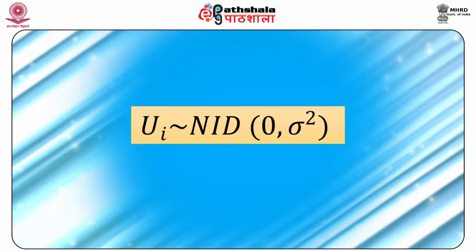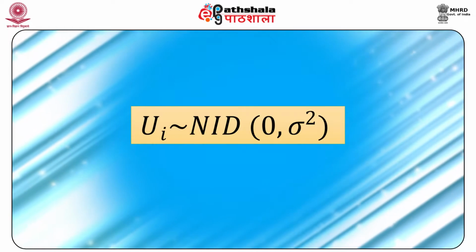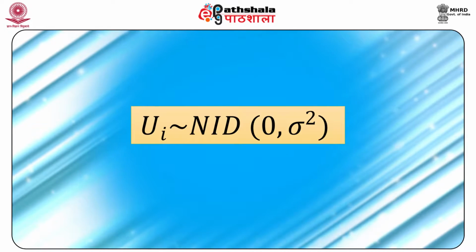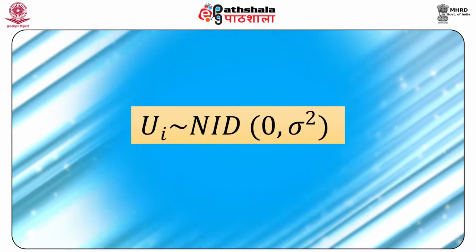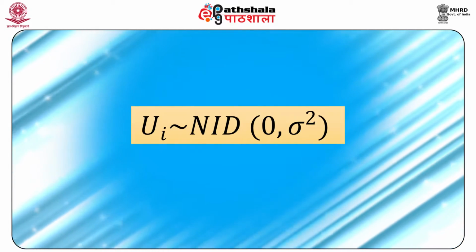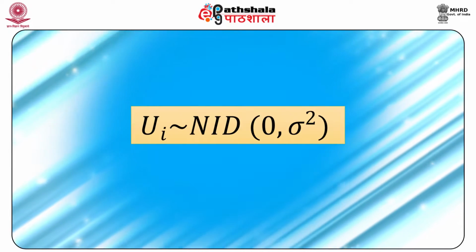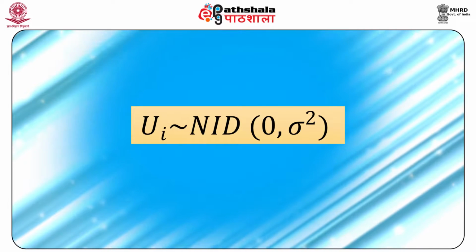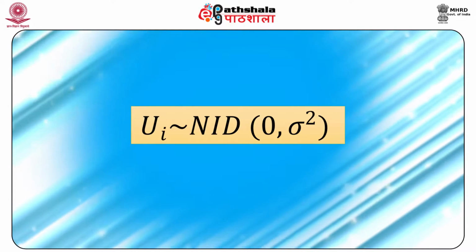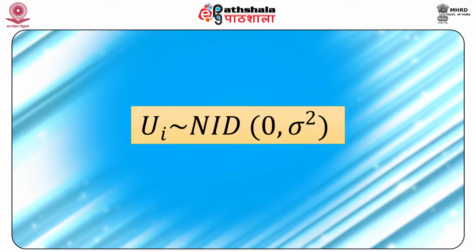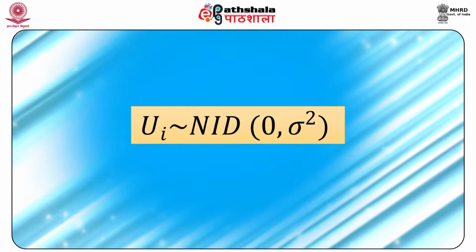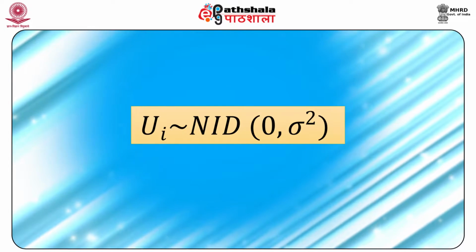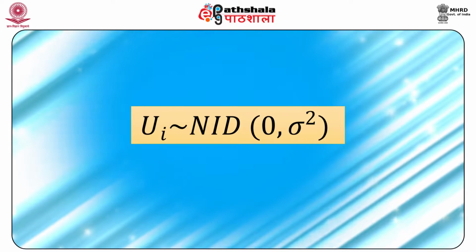Therefore, we can rewrite the above equation as mu i is distributed NID, and in the bracket we write 0 and sigma square. This NID stands for normally and independently distributed. So let me repeat, we are saying that mu i is distributed normally and independently with 0 mean and variance sigma square.